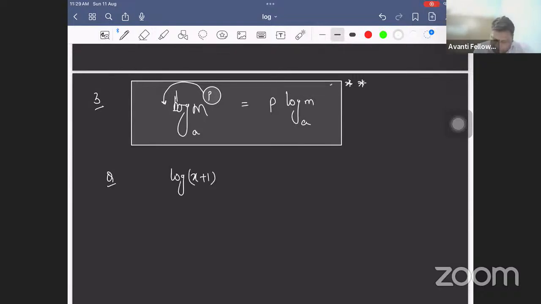Now write a simple question. Log x plus 1 base 3 minus log x minus 7 base 3 is equals to, say you have 2. Now, how will you solve it? Log x plus 1 base 3 minus of log x minus 7 base 3 is equals to 2. How do I solve it?